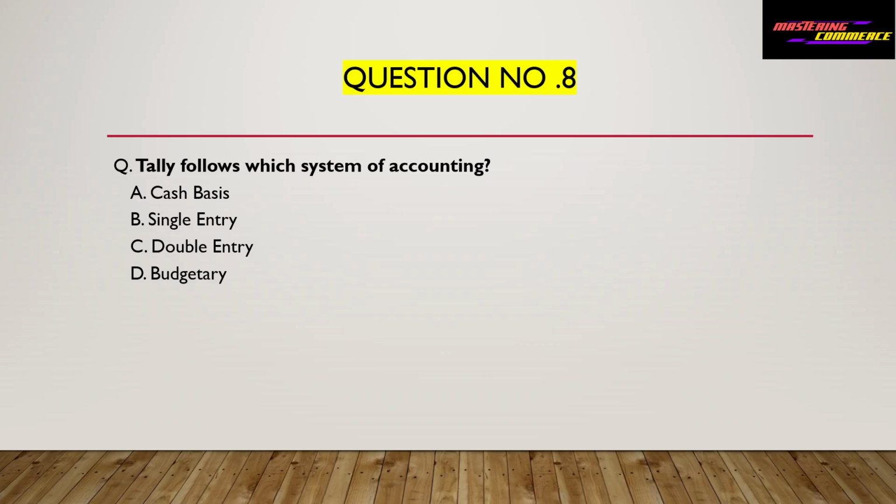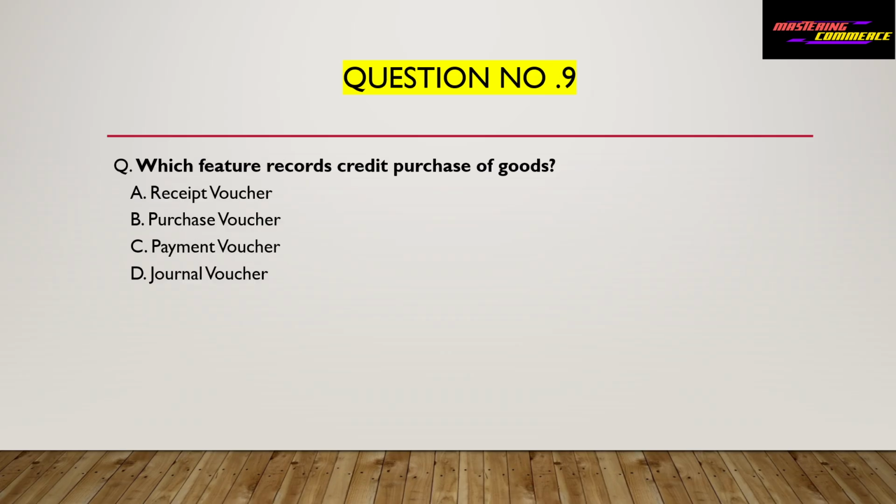Next question is Tally follows which system of accounting? Cash basis, single entry, double entry या फिर budgetary. So here the correct answer is C, double entry.